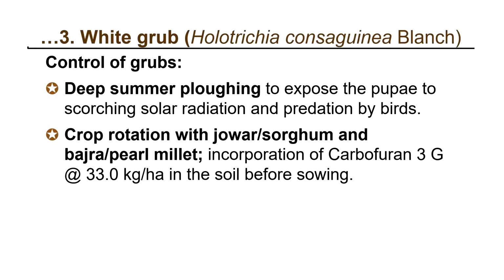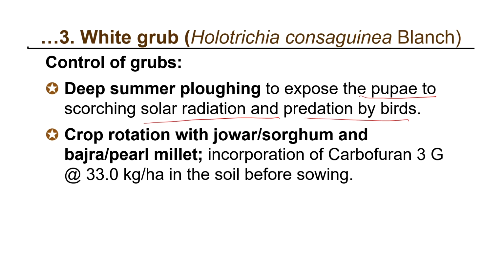Now, control of grubs, which is the actual damaging stage. Deep summer plowing to expose the pupae to scorching solar radiation and predation by birds. This is a good option. It not only controls these grubs, but it will control other insect pests also. Even weed seeds can be killed by deep summer plowing.